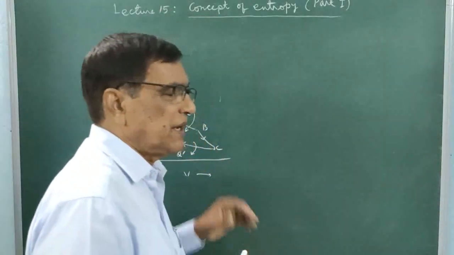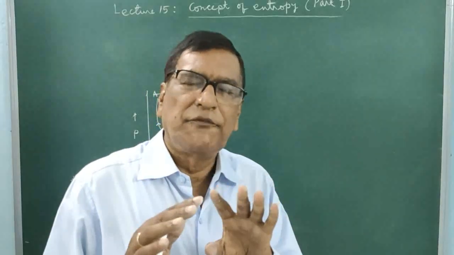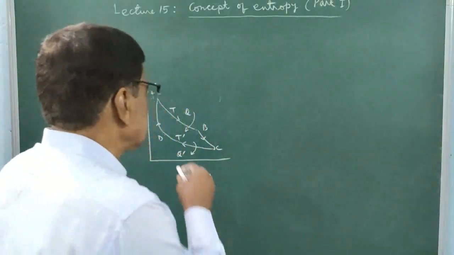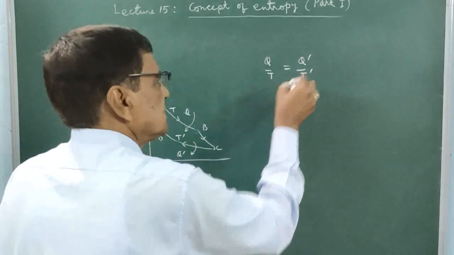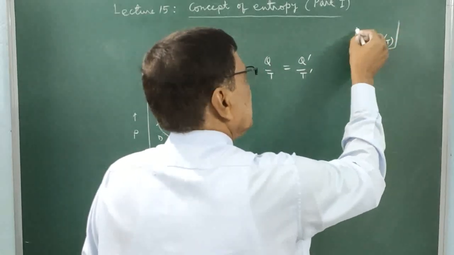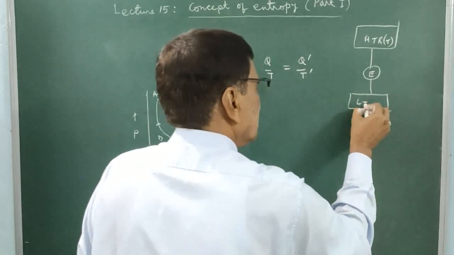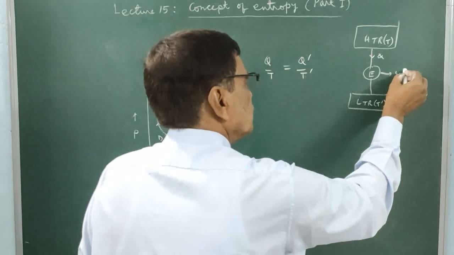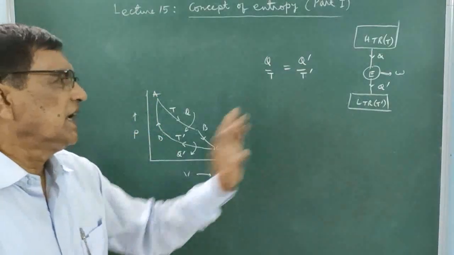Let us simply explain by the use of this Carnot engine. This is why I always prefer the Carnot engine. Various tough concepts we can easily explain by the use of this Carnot engine. Say here we have Q by T, as already shown, equal to Q dashed by T dashed. For Carnot, this is the HTR, at temperature T. And here is the Carnot engine, and here it is the LTR, at temperature T dashed. Q amount of heat is given to this engine. It does some useful mechanical work, and the rest of the heat is rejected to this heat sink, which is the LTR at lower temperature.